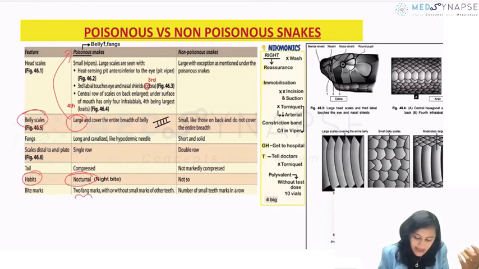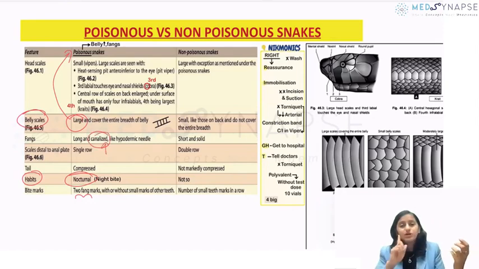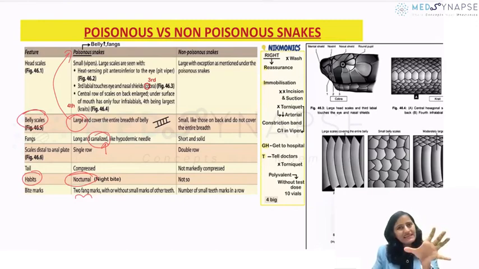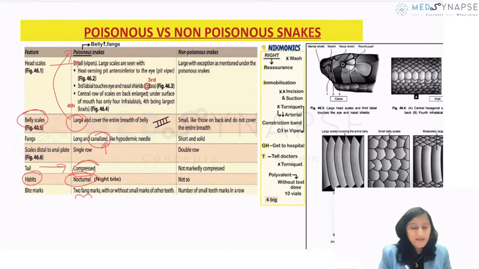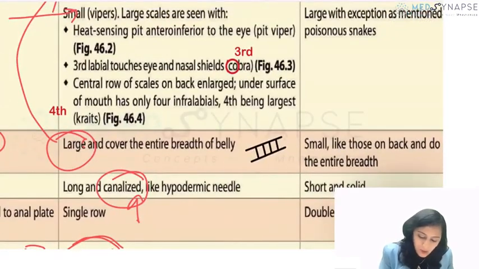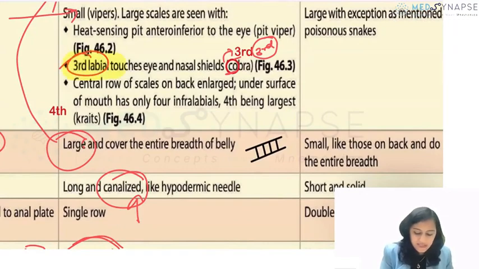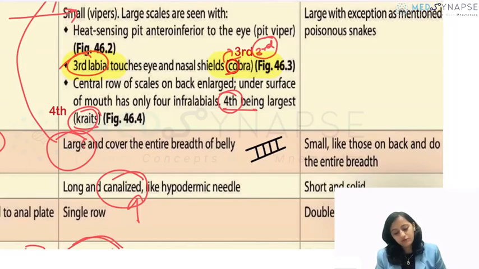Of course, they will have fang marks. The fangs are going to be canalized, because that is where the poison will come out. So the belly is large, while the head scales and tail scales are small. Head scales are small, and the tail is compressed in the poisonous snake. Exception, remember this: cobra. C is the third alphabet. Third labial is largest in the cobra. In krait, the fourth is the largest.